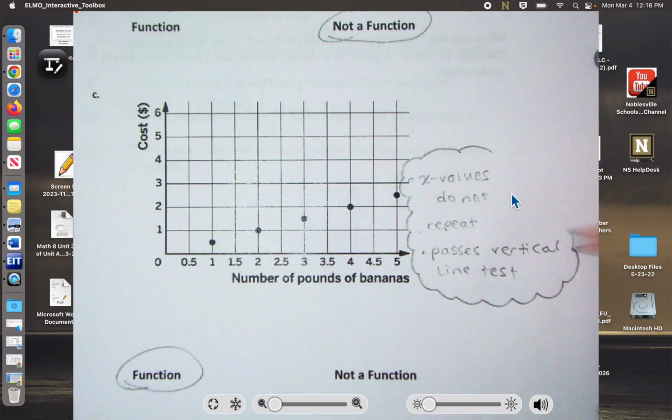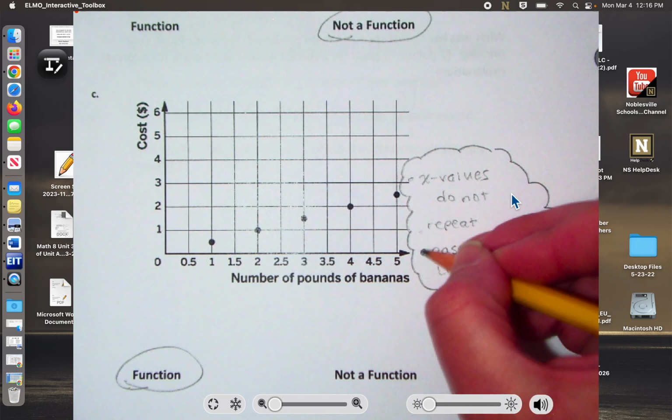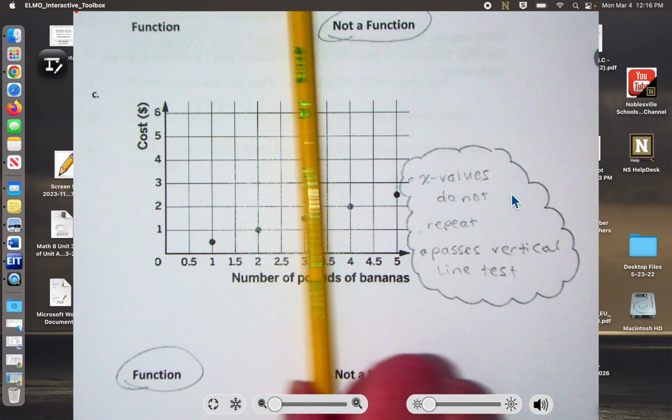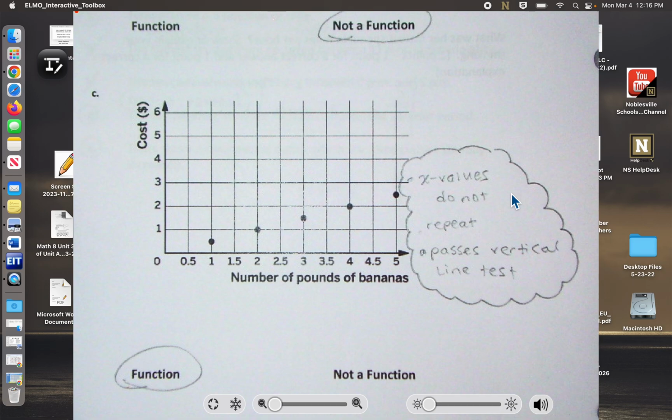These are some ways that we know this is a function. Right? If I draw my pencil here, take it across the paper, it's going to pass the vertical line test.